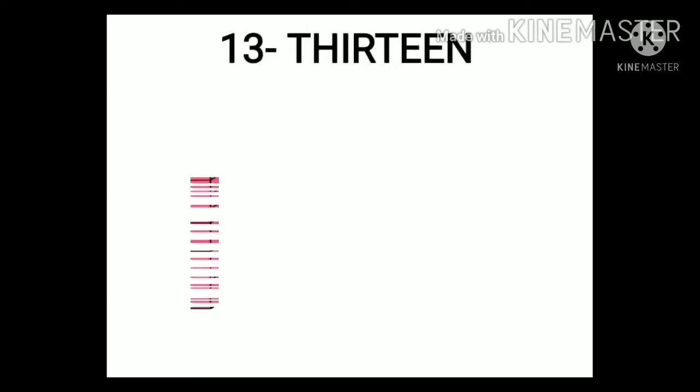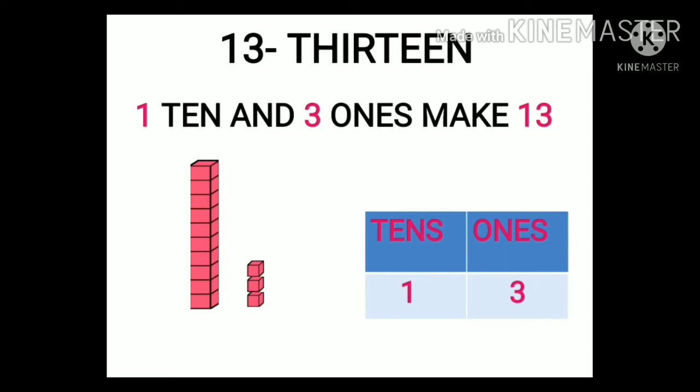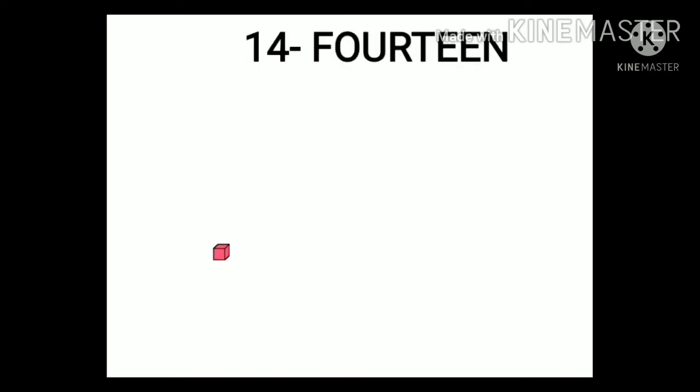Okay. Next, let us see the next number, 13. How can we write it? Yes, it is 1 ten and 1, 2 and 3 ones. So together they make 13. So 1 ten and 3 ones make 13. How do we write it? Yes, 1 and 3. So in the number 13 there is 1 ten and 3 ones, isn't it? So now let us go for the next number.